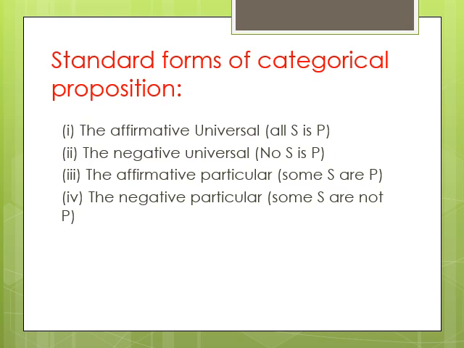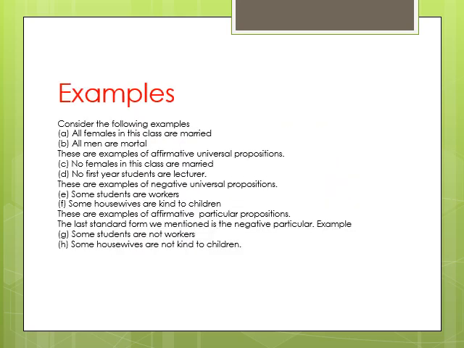A categorical syllogism usually contains three terms, and each term appears twice. All men are mortal, which is the major premise. Socrates is a man, which is the minor premise, and therefore Socrates is mortal, which is the conclusion.